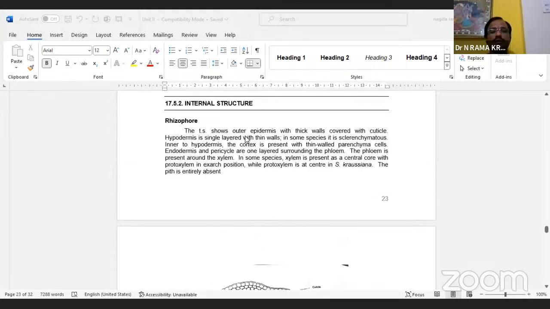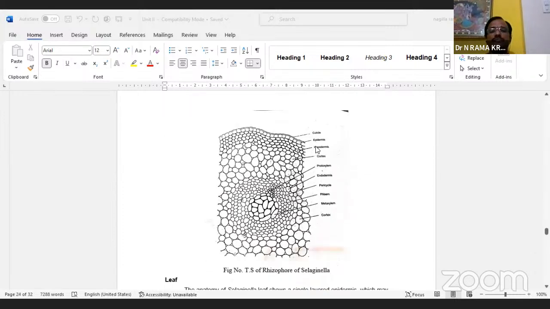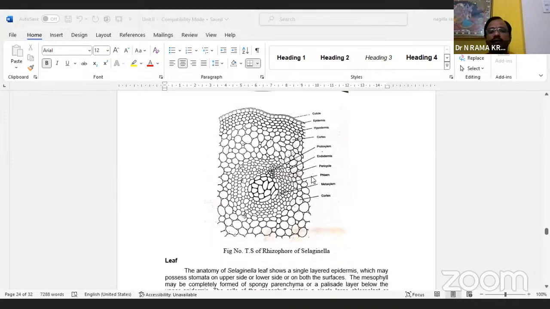Internal structures. So first, you see here, the rhizophore internal structures. Rhizophore, you already know very well. Here also there are three regions. One is the epidermis, second is the cortex, and the third one is the stele. So mainly there are three regions.